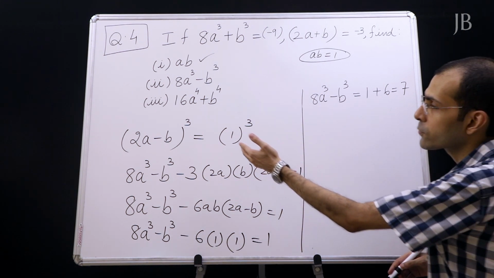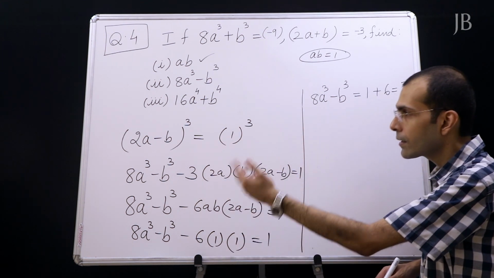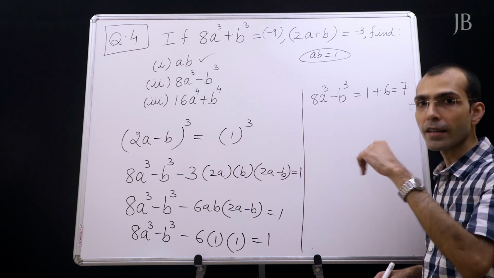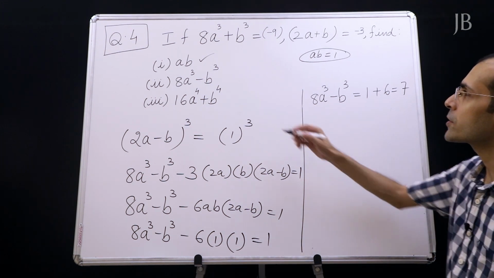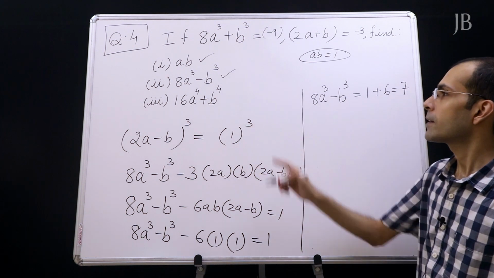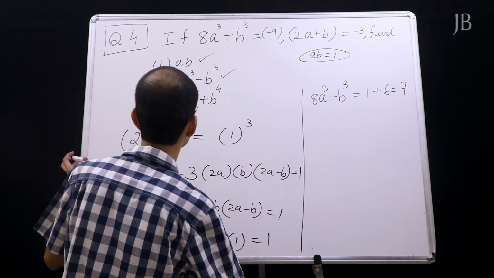So we have found the value of 8a cube minus b cube as 7, but there is one more answer to it, because 2a minus b was also minus 1. So you will have to rework this, and you will get one more answer for 8a cube minus b cube, which you can handle. So we have finished this part now. Now remains your last part, question subpart 3.